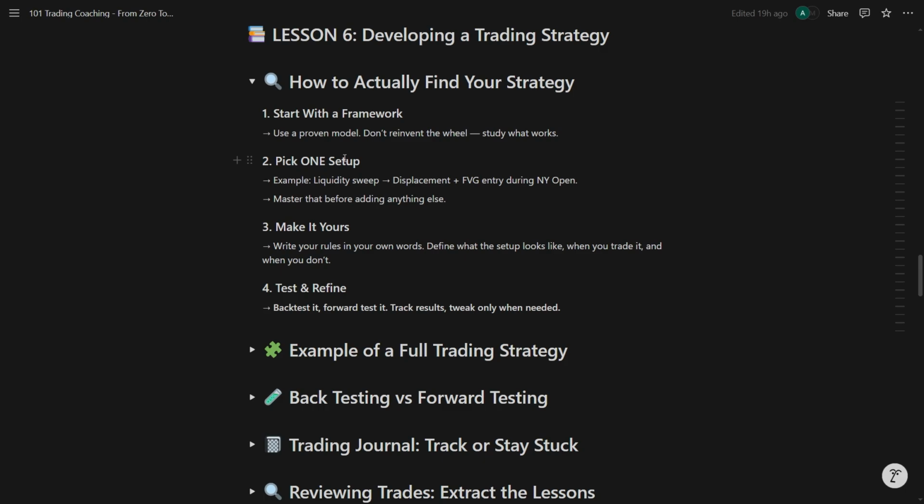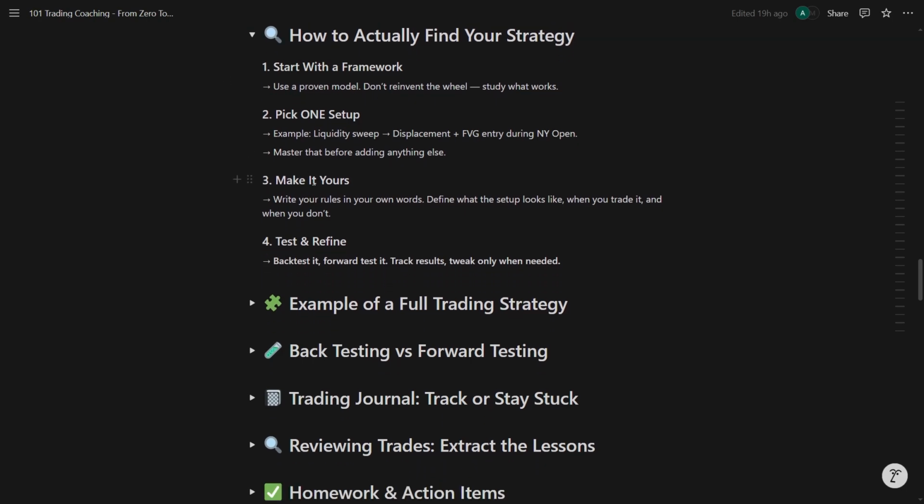You understand? So you want to pick one setup, for example, a liquidity sweep plus displacement plus fair value gap entry during New York Open. That's just one example of a strategy. And then you want to master this setup before adding anything new. Then this is very important.